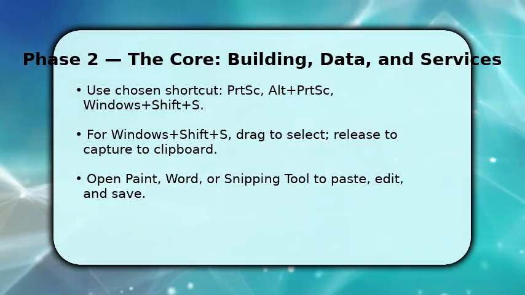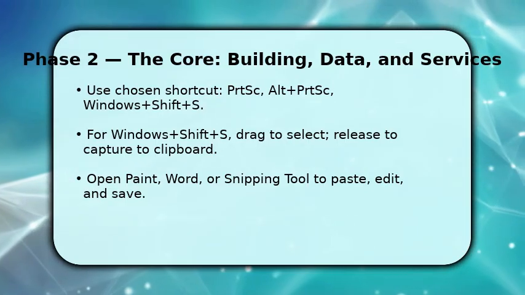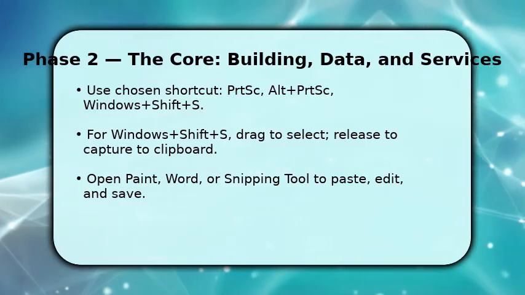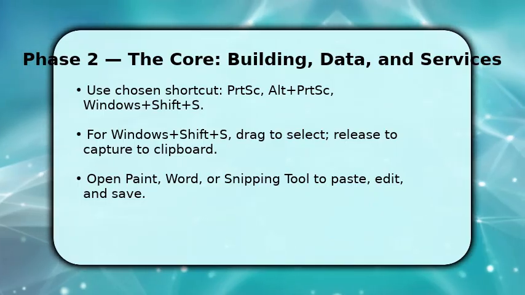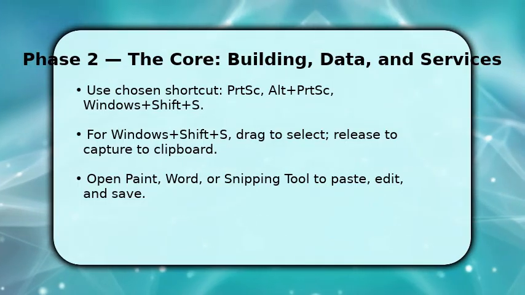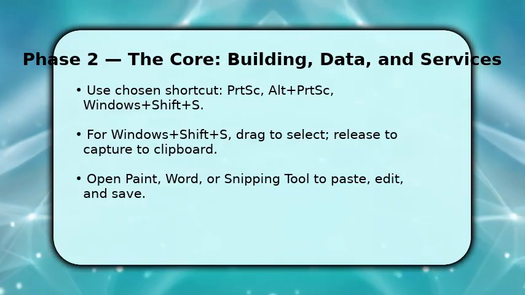Next, immediately open an editor like Paint or Word, paste with Ctrl plus V, and inspect the image. Once visible, crop or annotate as needed, then use File, Save As to export. This step ensures you convert a clipboard image into a persistent file and avoid accidental overwrites.